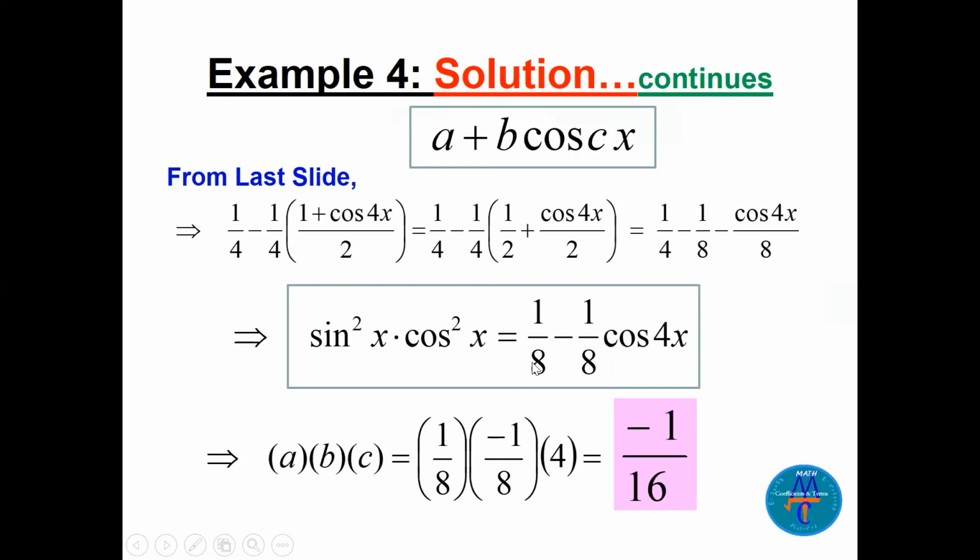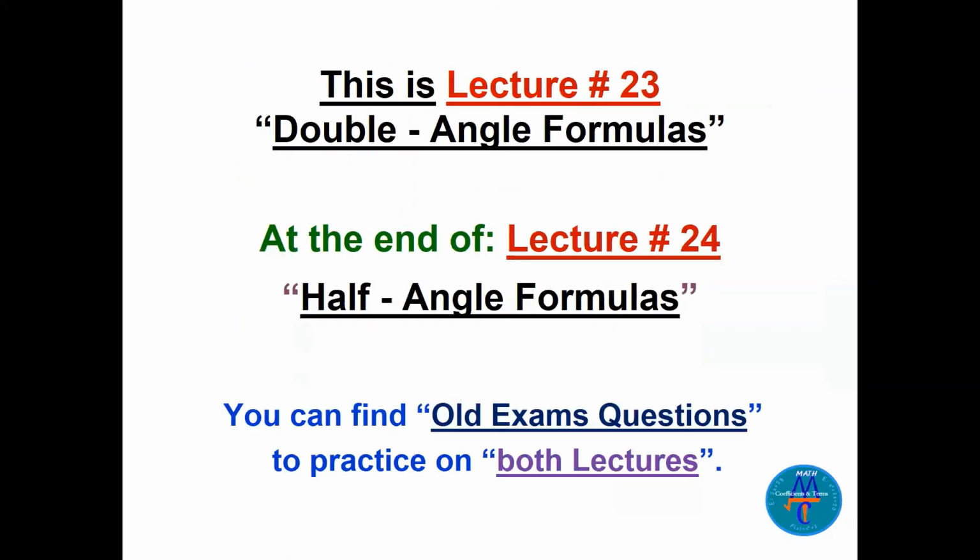LCD is 8. So here A is 1 over 8, the first number. You see, this is the required form. So that's A. B is minus 1 over 8. C is 4. When you multiply everything, you get minus 1 over 16.